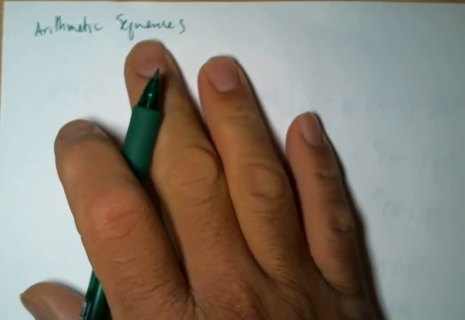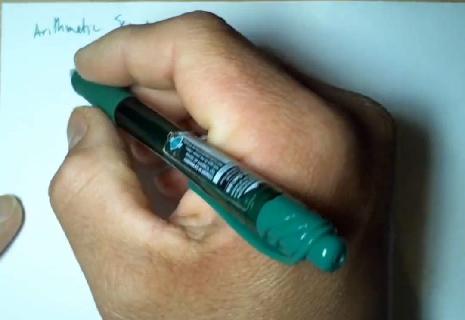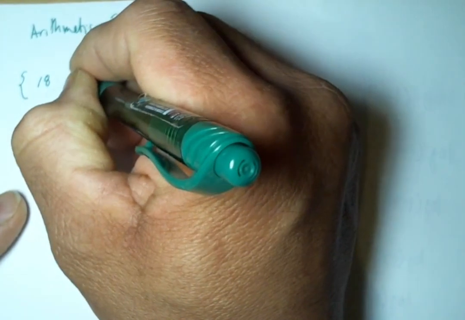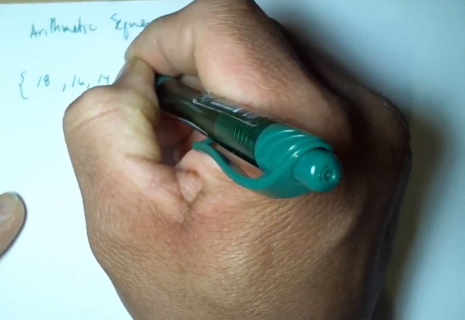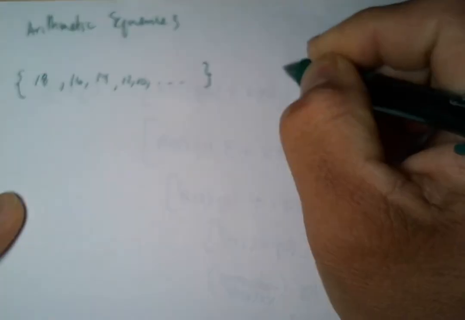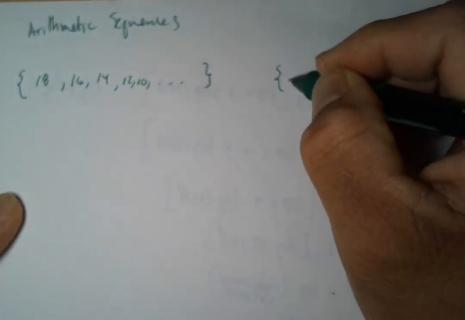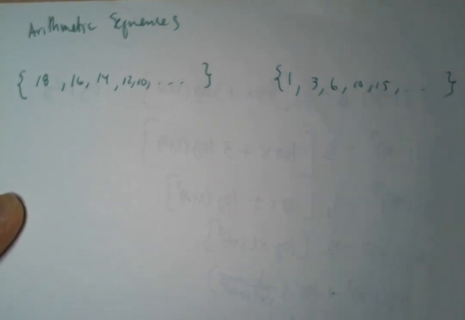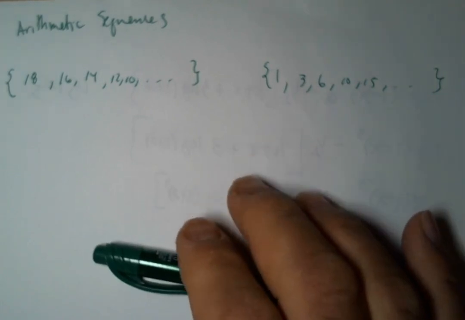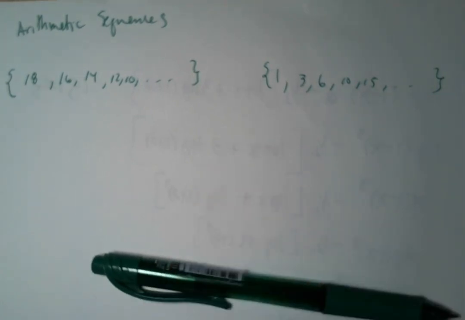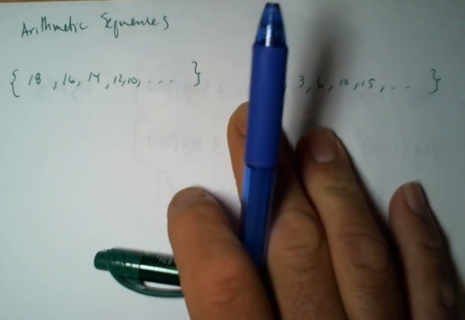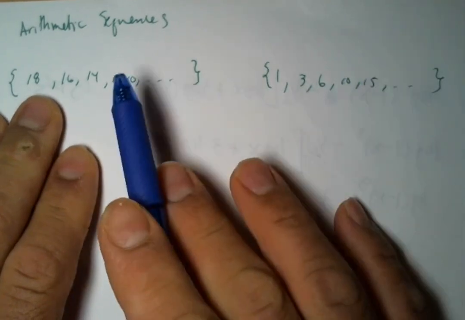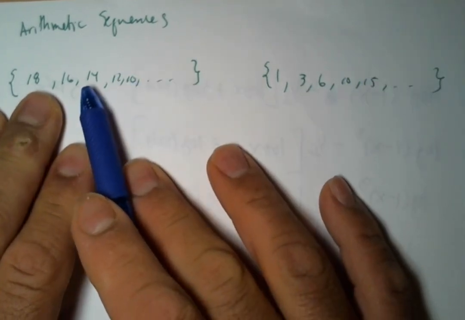Okay, so in this video we're going to study what are called arithmetic sequences. So let's say that I have two different sequences. And the other one we'll define as 1, 3, 6, 10, 15, etc. Now, an arithmetic sequence is a specific type of sequence that has a relationship with the amount or the value that is getting added or subtracted from one term to the next.